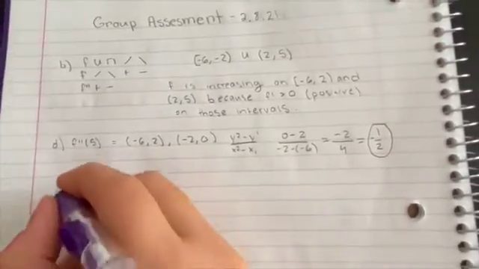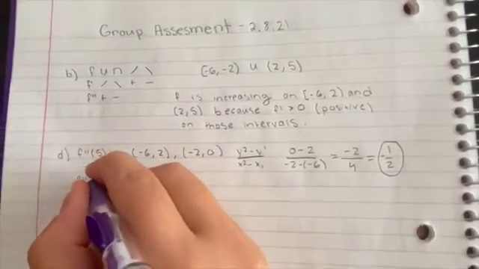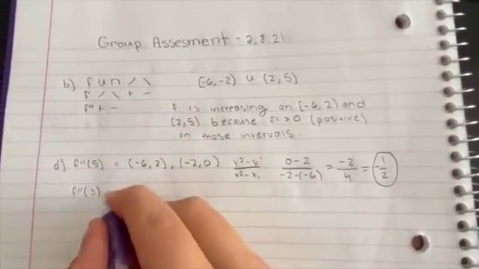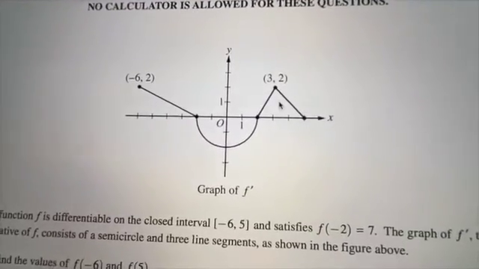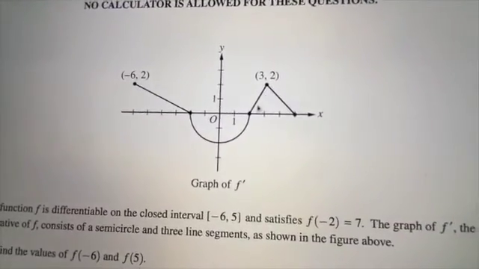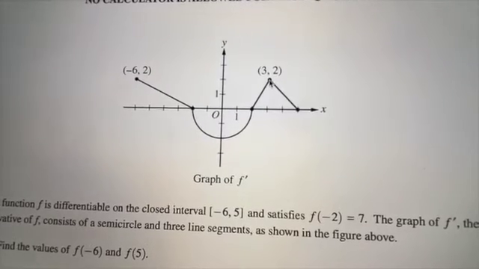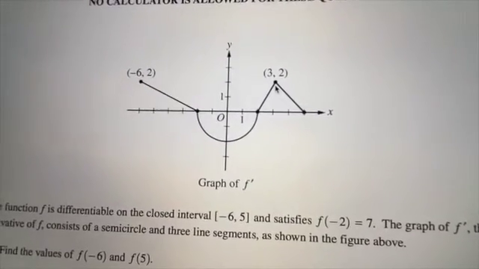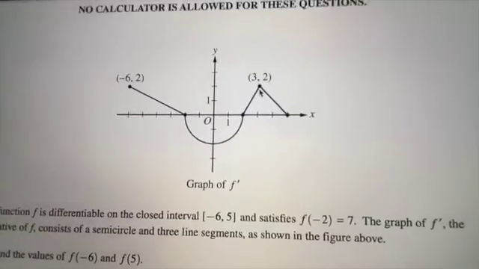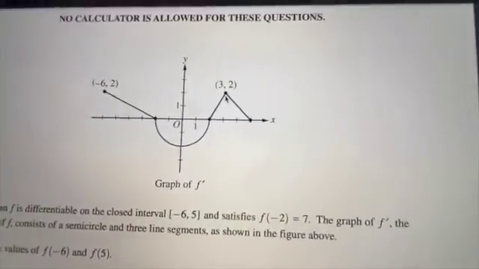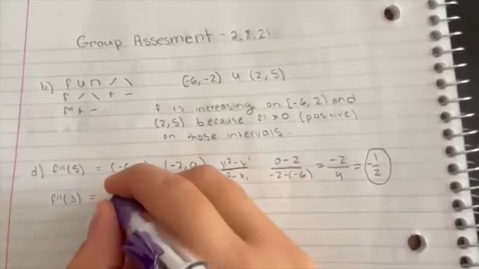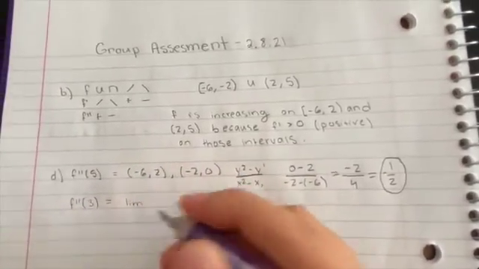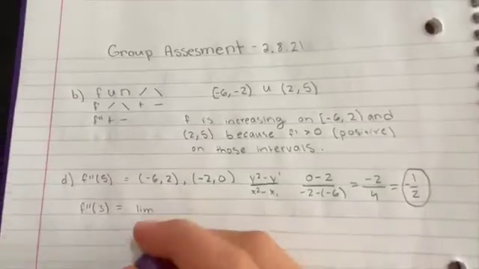Now we need to find f double prime of 3. If we go back here, we see that the point (3, 2) is at a corner, meaning it's not differentiable and you can't find the derivative at that point. To prove this, we have to use limits. First we need to find the left-hand side, and then we need to find the right-hand side.